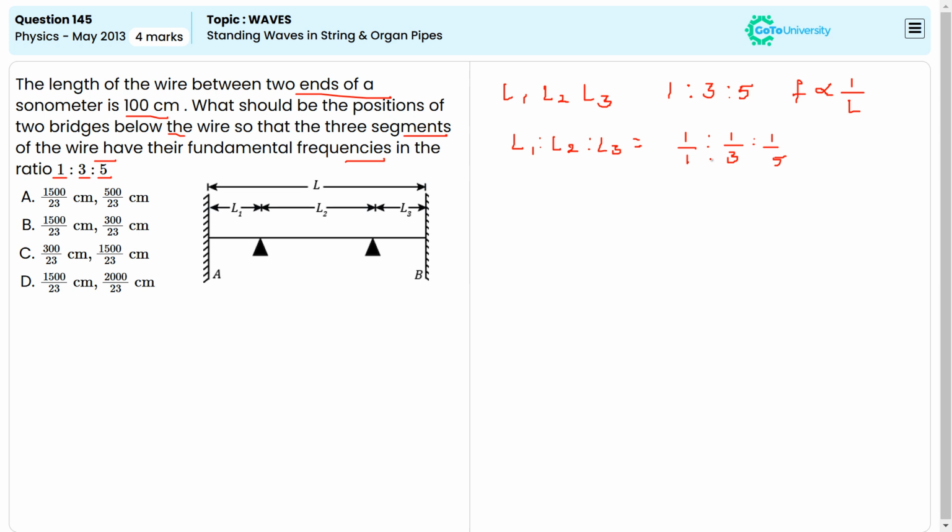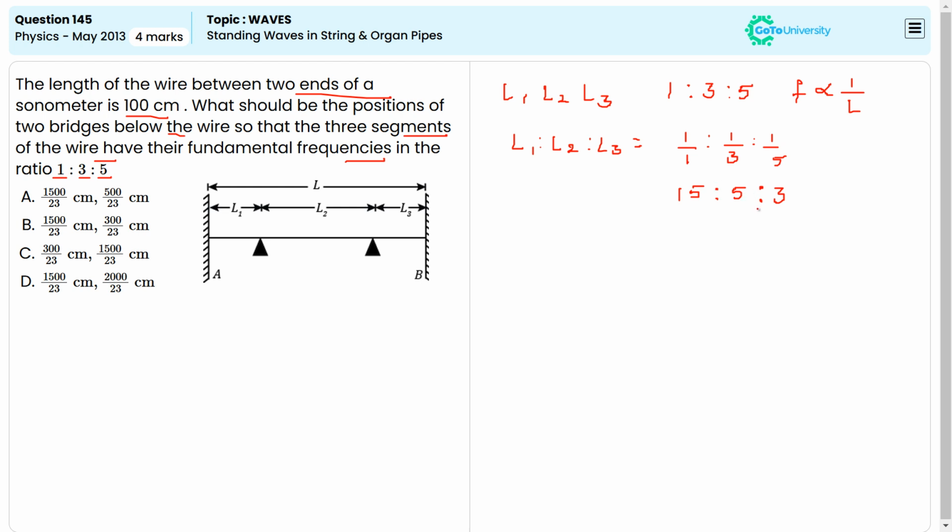If you want to find this exactly, then we need to take the LCM and find the answer. Or else, if you want to find the first ratio, close this number and multiply these two numbers, 3 into 5 is equal to 15. And if you want to find the second one, you just close this 3, and 1 into 5 is equal to 5. And if you want to find the third number, that is 1/5, you just close this number and 1 into 3 is equal to 3. So this is also the ratio. L1 is to L2 is to L3 is now 15 is to 5 is to 3. We got this ratio.